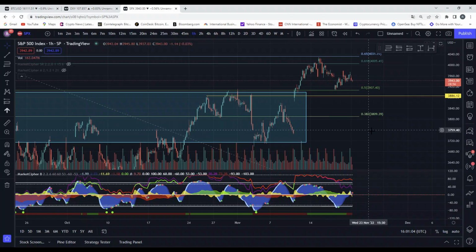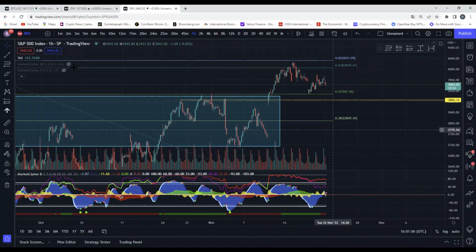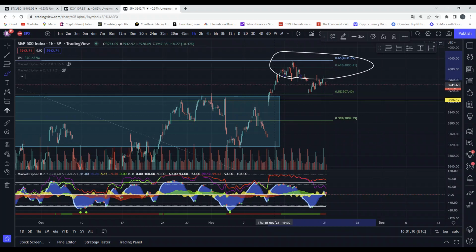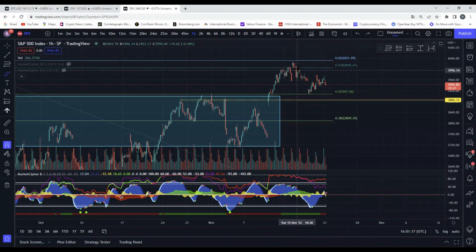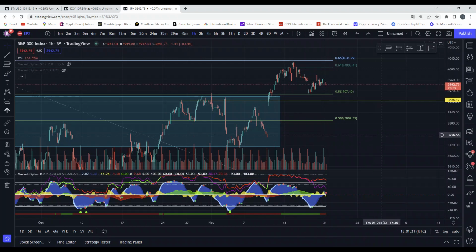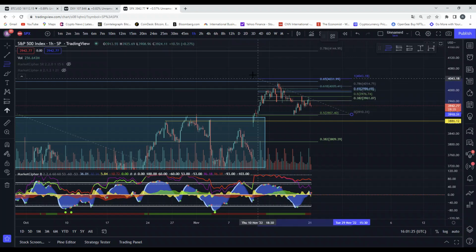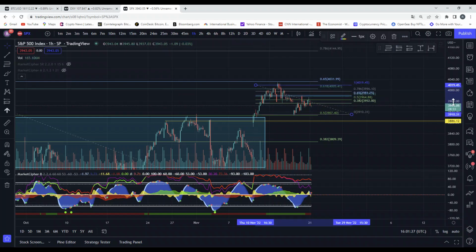S&P 500, we bounced off the golden pocket, something that we discussed already last week and the week before this. If we are going higher and if you are still bearish, then this is the point where you want the price to return to go lower again, and that is exactly what happened. Absolutely textbook.